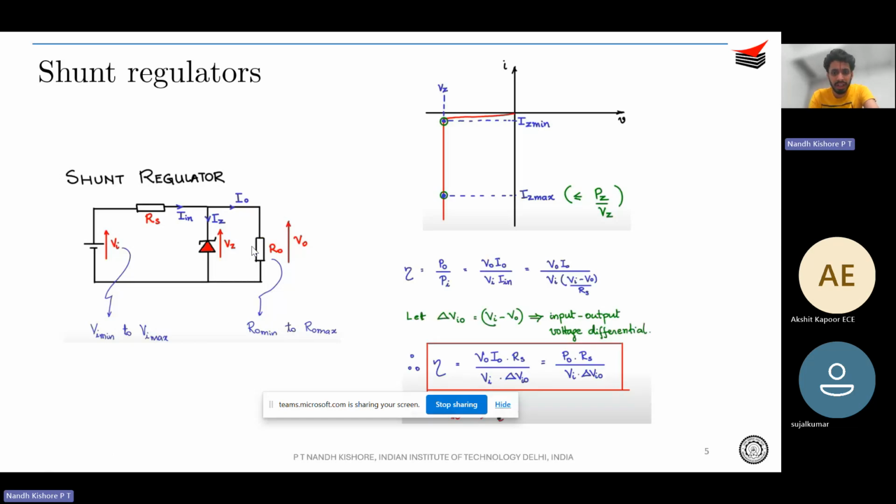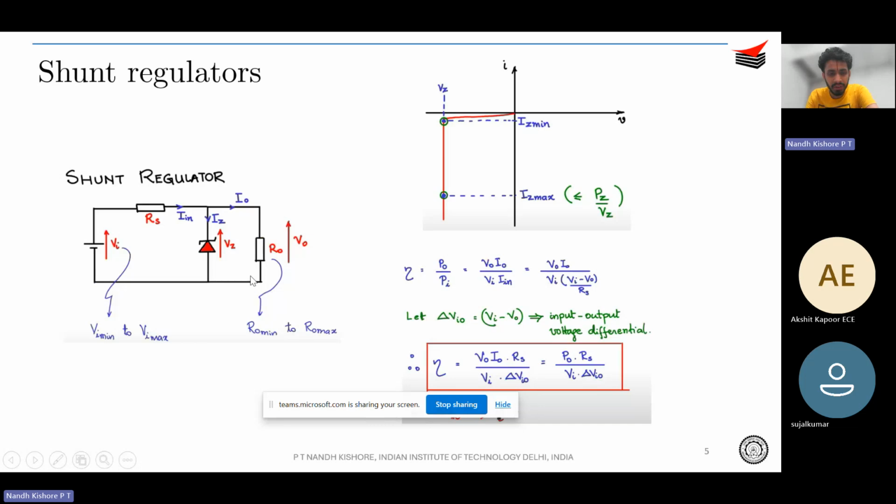You also studied the efficiency of such a voltage regulator. Your efficiency, which is your output power divided by input power, can be written in terms of the input-output voltage differential, Vi minus V naught. You saw that the efficiency is inversely proportional to delta V, that is Vi minus V naught. If your delta V is higher, your efficiency is going to be lesser. That is, if you have a very wide variation between your input and your output, efficiency is going to be lesser. It also makes sense, right?